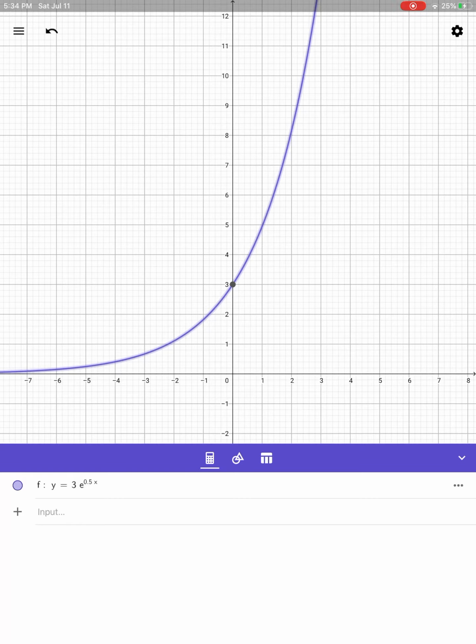So this can also be seen as a transformation of y is equal to e power x. So 3 times e power x would give us, you are stretching e power x by a factor of 3, correct? And also, if you are multiplying the input value by 0.5, you are shrinking the input value, that is, in the x-axis. You are shrinking it by half.